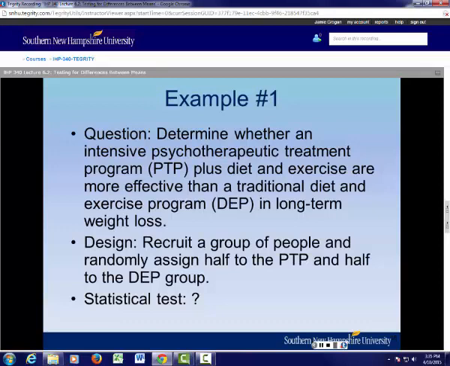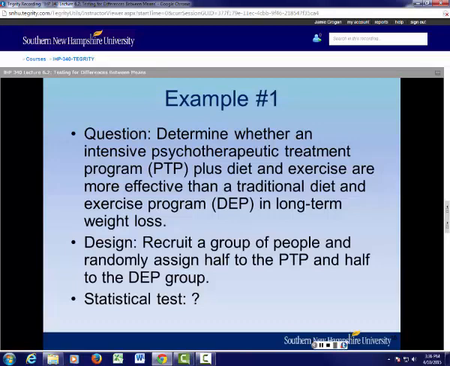And so presumably we're going to recruit a sample of people, randomly assign them to 2 groups, the traditional diet and exercise, and then the same diet and exercise program plus the intensive psychotherapy. So we're testing the effectiveness of psychotherapy added to the diet and exercise program. Both groups have diet and exercise, and only the one group has psychotherapy on top of it.